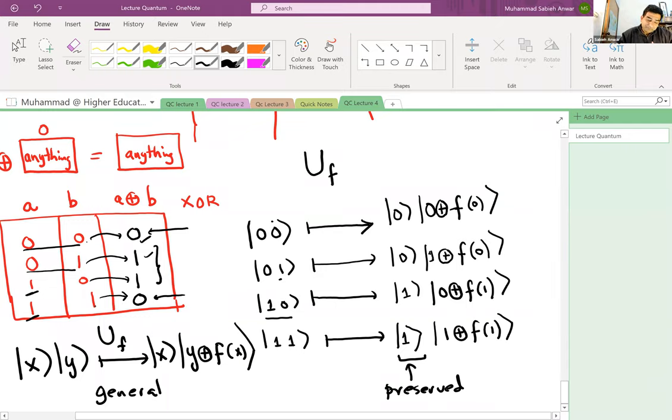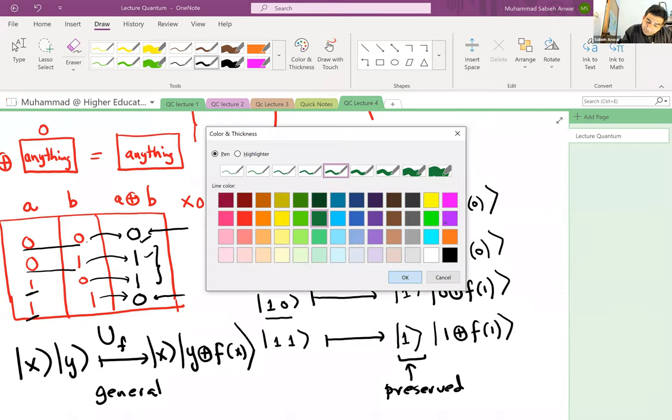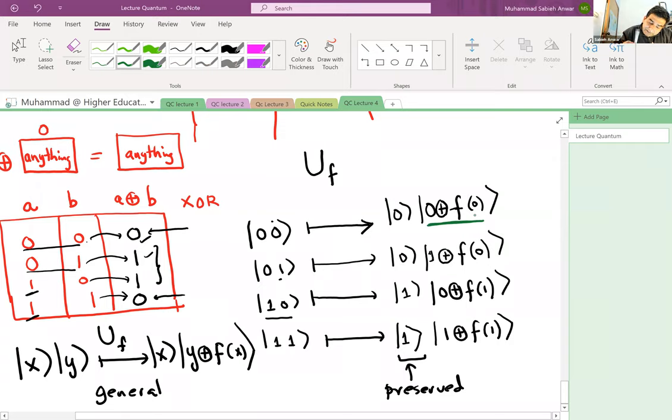And remember, if I were to take the exclusive OR of 0 with anything, the answer is that thing. So the exclusive OR of 0 with f(0) will simply be f(0). Likewise, the exclusive OR of 0 with the function evaluation f(1) will simply be f(1).